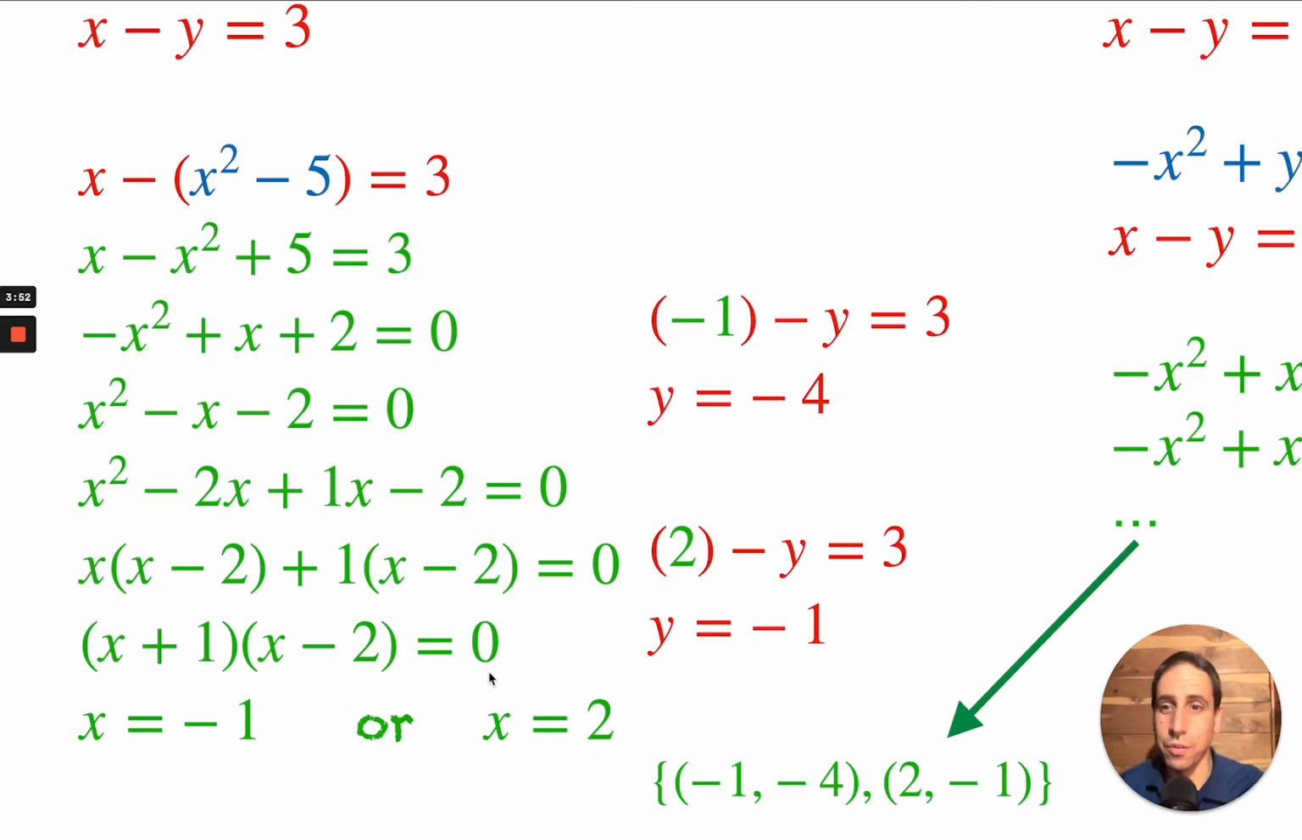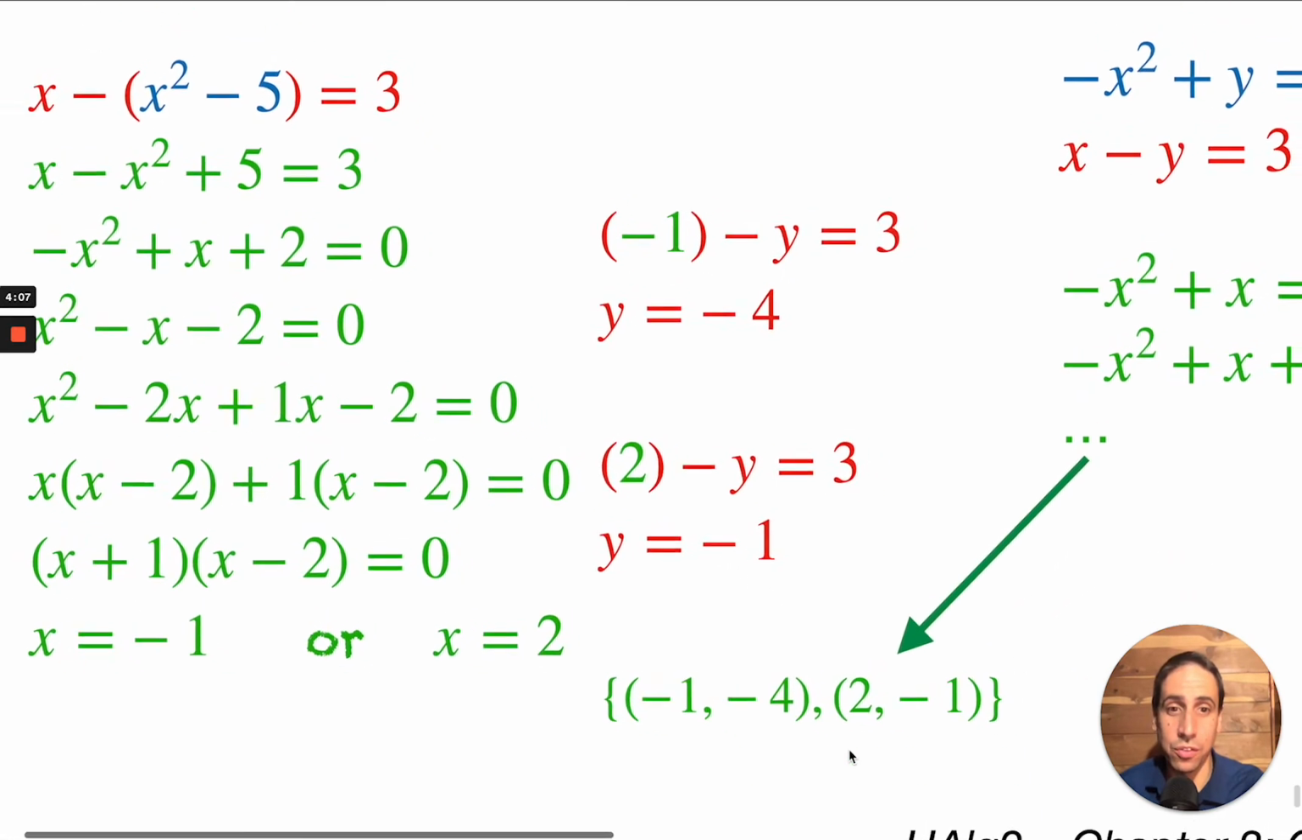And so therefore, you have to take each one of those solutions and plug them back and find their corresponding y values. So if x is negative 1, that means here that y is equal to negative 4. And if you had x equals 2, that means that y would equal negative 1.